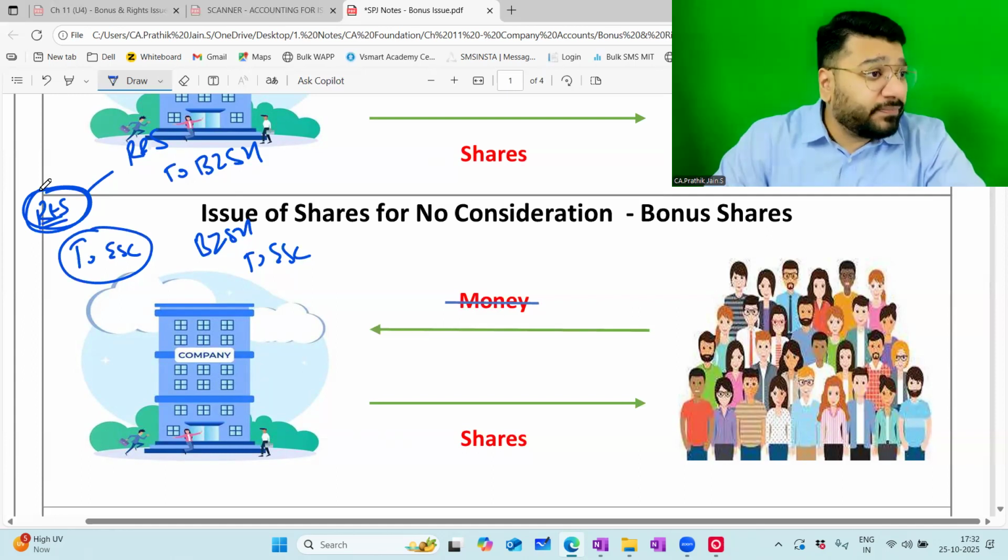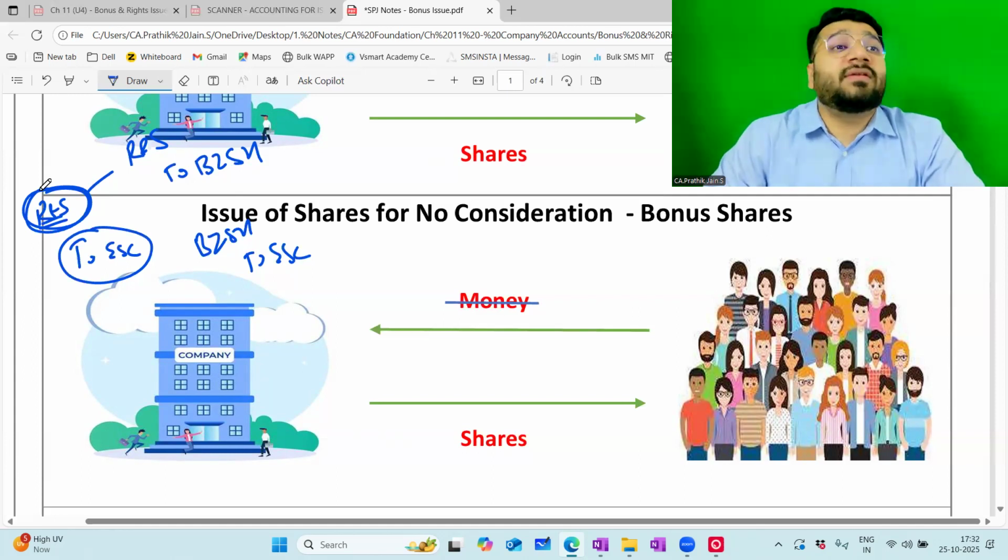Which one will you touch first? First, you will touch non-free reserves. Those are reserves which I can't use freely anywhere. Those reserves are not available for distribution as dividend, and have restricted use.